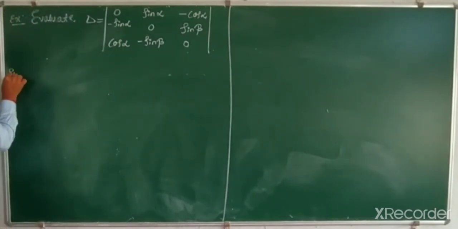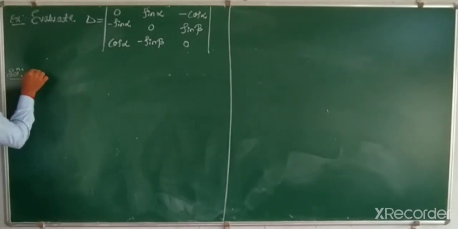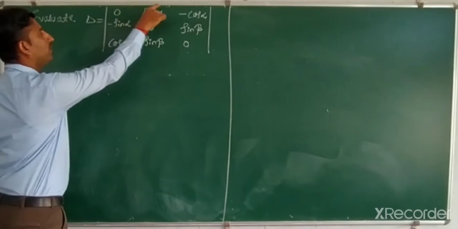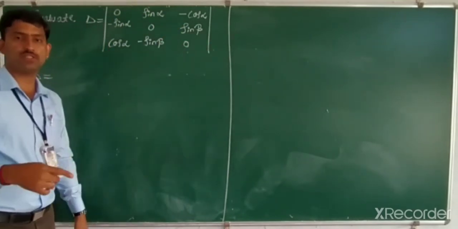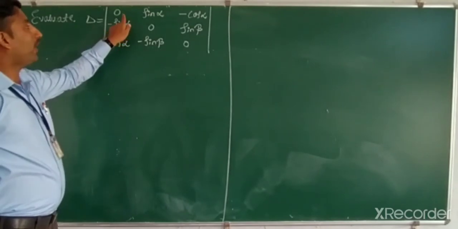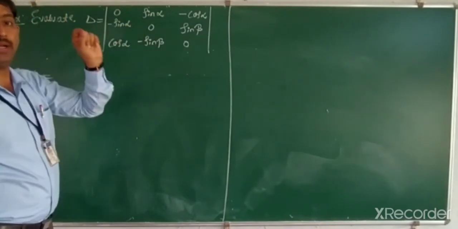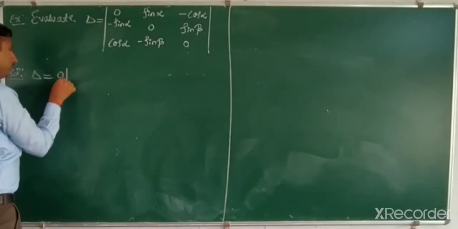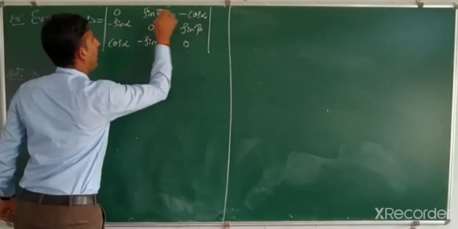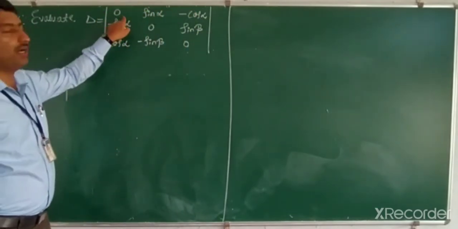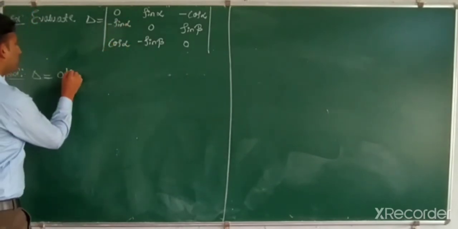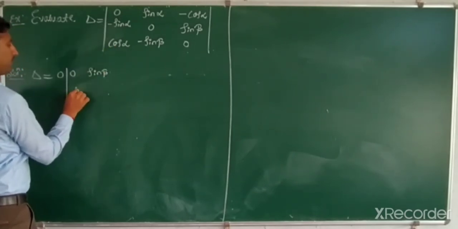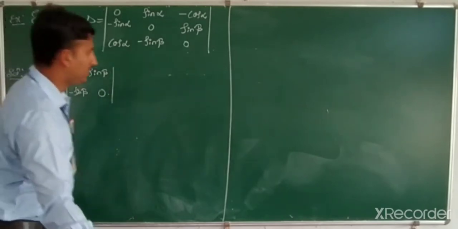Solution. Delta is equal to, you write directly, the determinant value of this, which is a 3 cross 3 determinant or 3 cross 3 matrix. You have to find this determinant value with the help of the determinant of a matrix of order 3 cross 3. First of all, 0 into this row and this column we have to eliminate, where the element 0 is present. What are the values? 0, sin beta, minus sin beta, 0. Correct? This is the value.